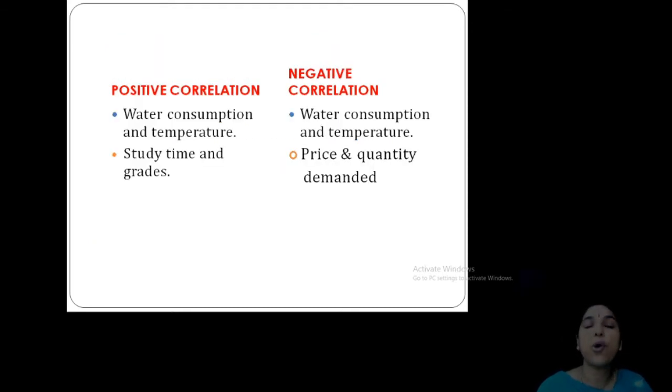Clear? Now, to see the positive and negative difference: water consumption and temperature. When temperature is high, water consumption will be high. Okay. When you increase your study time, your grade will also be high, both in the same direction. But for a negative example with water and temperature, how will it happen? Think and say. Body temperature will increase when you are not taking a sufficient amount of water. Okay. Then price and quantity, that we already discussed.